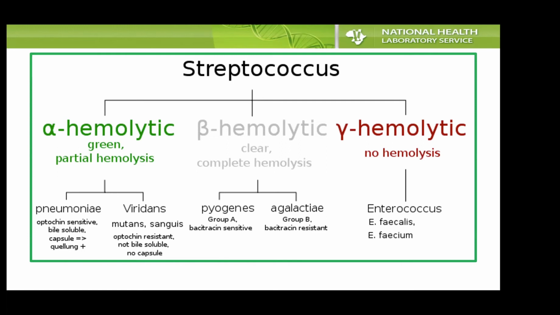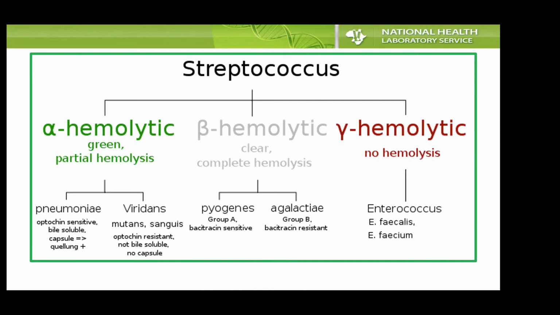divided into 3 groups based on the type of hemolysis it causes on blood agar that we observe. So it can be partial hemolysis, where you'll observe this green tinge on the blood agar, or it can be beta hemolytic, which has complete hemolysis. In other words, you can put maybe a newspaper behind the plate, and you can see those letters. Or gamma hemolysis, where there's no hemolysis at all.